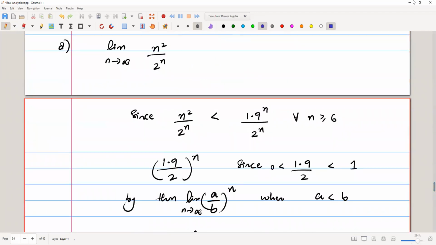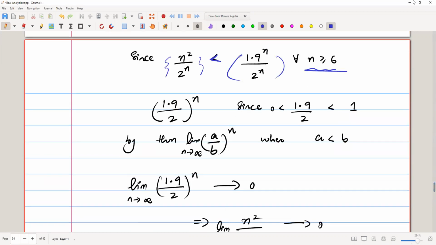Now we have one more problem: does the limit of n squared over 2 to the n converge or diverge? So we have to check whether it converges or not. Simply, we can squeeze this thing. We know that this is less than 1.9 to the power n over 2 to the power n for all n greater than or equal to 6. We can check it by calculator that this is less than this for all n greater than or equal to 6. Therefore, this is bounded by (1.9 over 2) to the power n.